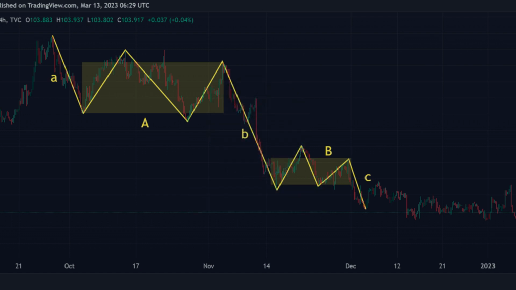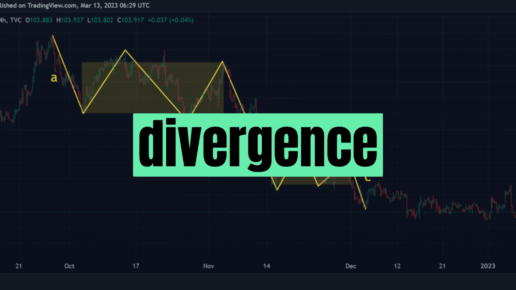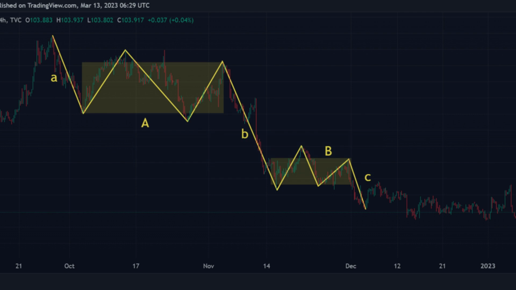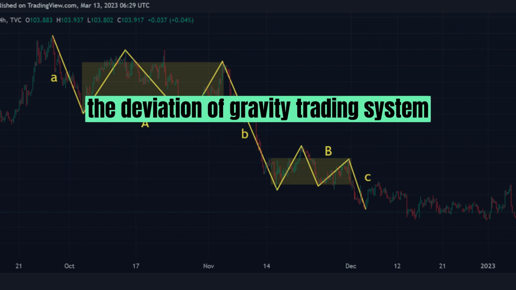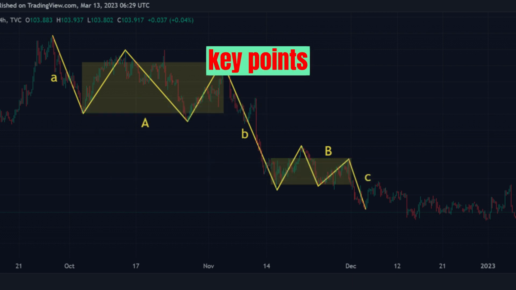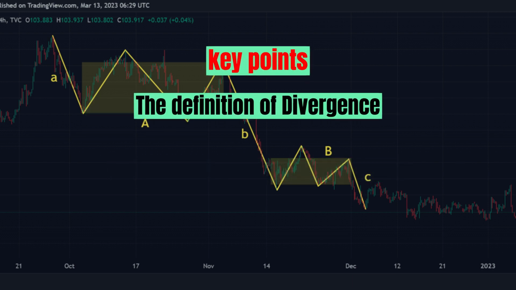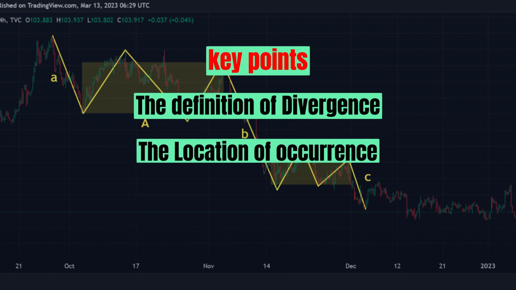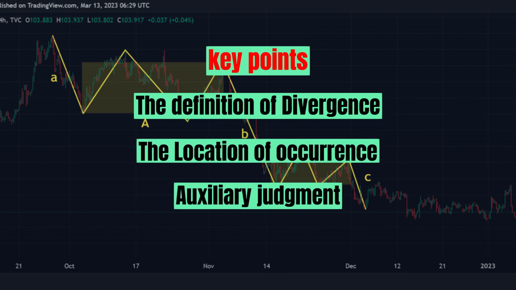This video is about standard characteristic divergence, theoretically, divergence. We divide it into the divergence of the gravity trading system and the divergence of traditional indicators. Key points: the definition of divergence, the location of occurrence, and auxiliary judgment.